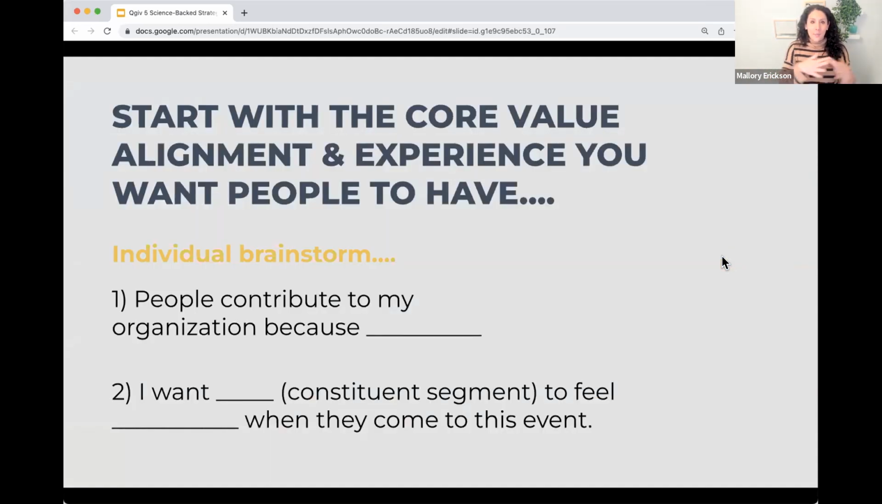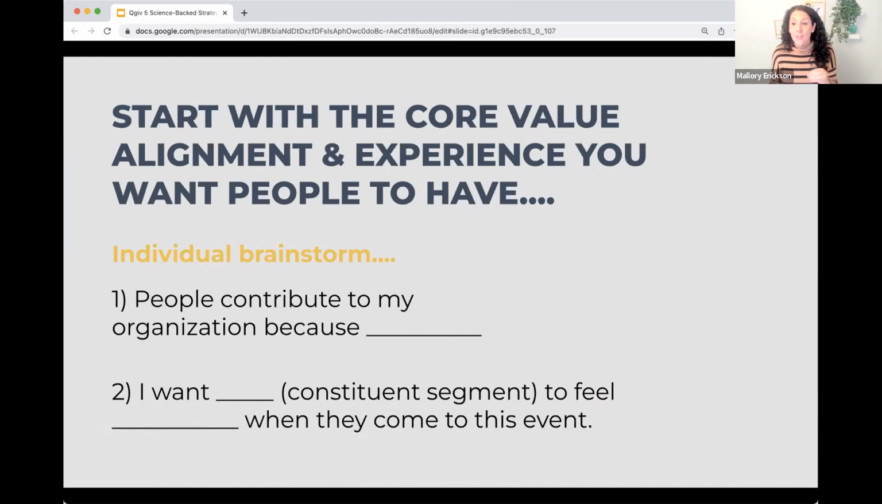I want blank. So I want you to think about one constituent segment. I mentioned I want you to use this with all of them, but for right now, I want you to pick one. So I want major donors to feel blank when they come to this event. I want corporate sponsors to feel blank when they come to this event. I want our community members to feel blank when they come to this event. So I really want you to start with the experiential side of things.